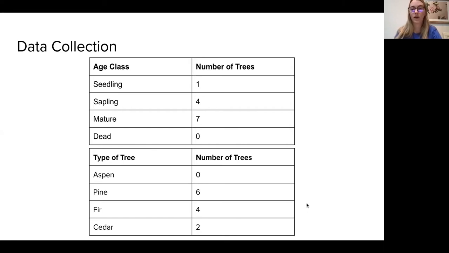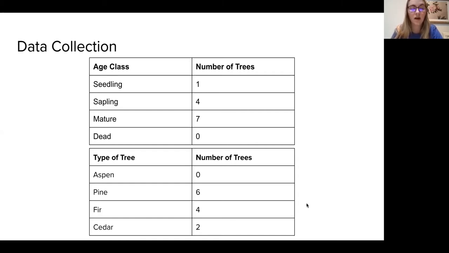So we can go right on in looking at our data and having a discussion about what we think this data represents. So we can see here that during my nature walk, we found 1 seedling, 4 saplings, 7 mature trees, 0 dead trees. And then for types of trees, there were 0 aspen, 6 pine, 4 fir, and 2 cedar trees.